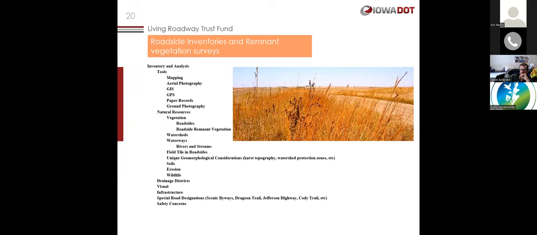And then roadside inventories and remnant vegetation surveys. To effectively implement IRVM, roadside departments need some baseline information about roadside conditions, such as herbaceous cover, woody cover, bare areas, erosion, encroachment, and other roadside characteristics. And then roadside remnant vegetation surveys identify and map remnant vegetation adjacent to or visible from roadsides that could be used as a potential seed source for IRVM activities.